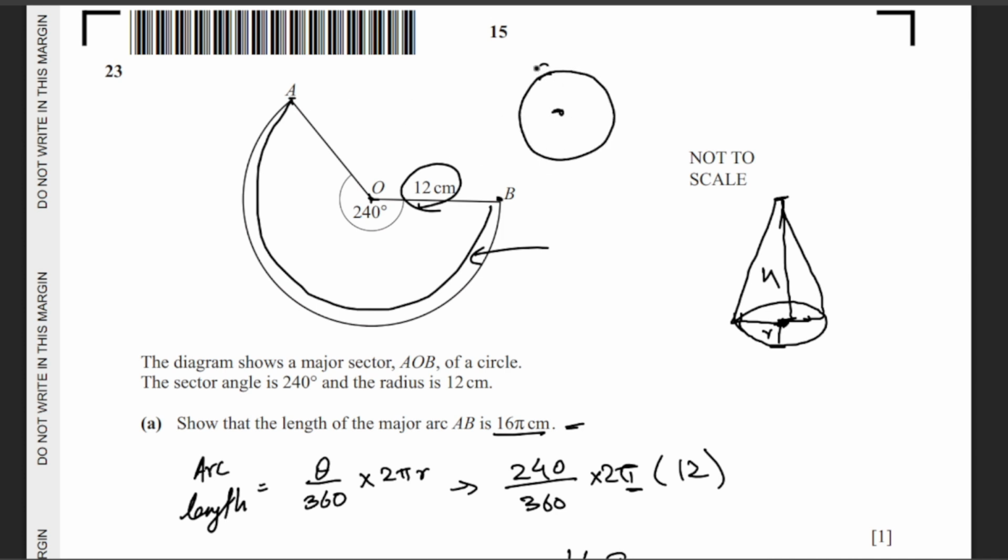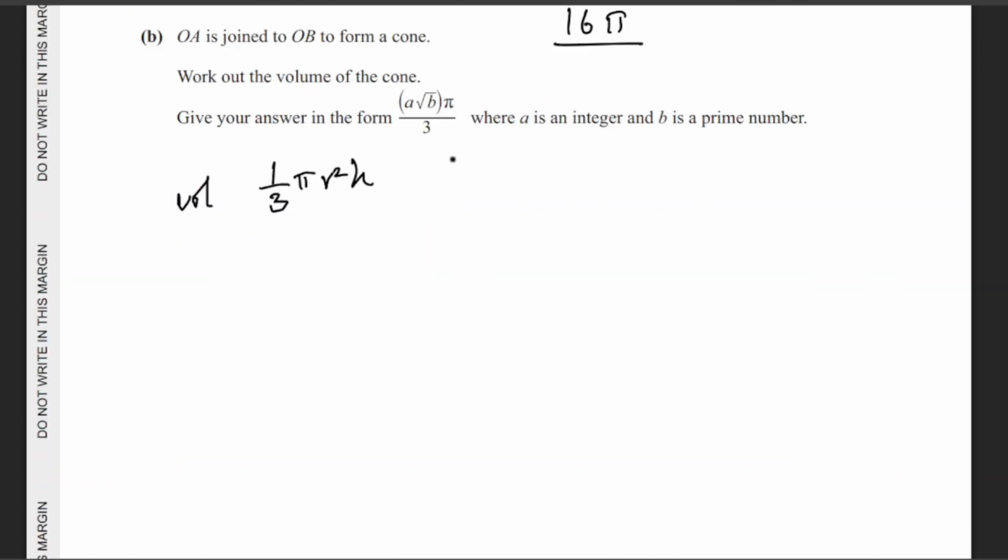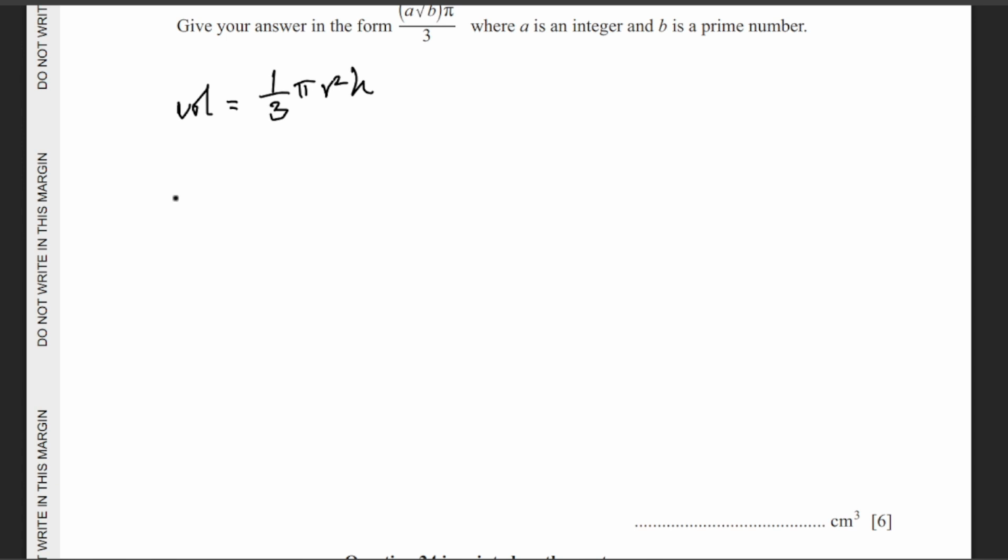But we already have the circumference. AB is the circumference, which we know is 16 pi. So we can use that to find the radius, since circumference equals 2 pi r. Circumference in our case is 16 pi. We can find out r. Cancel out the pi. 16 over 2 is 8. So 8 equals the radius, 8 centimeters is our radius.